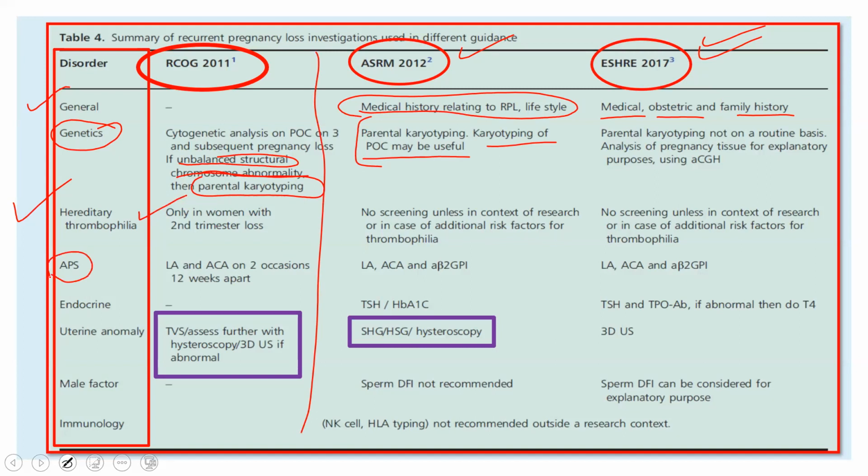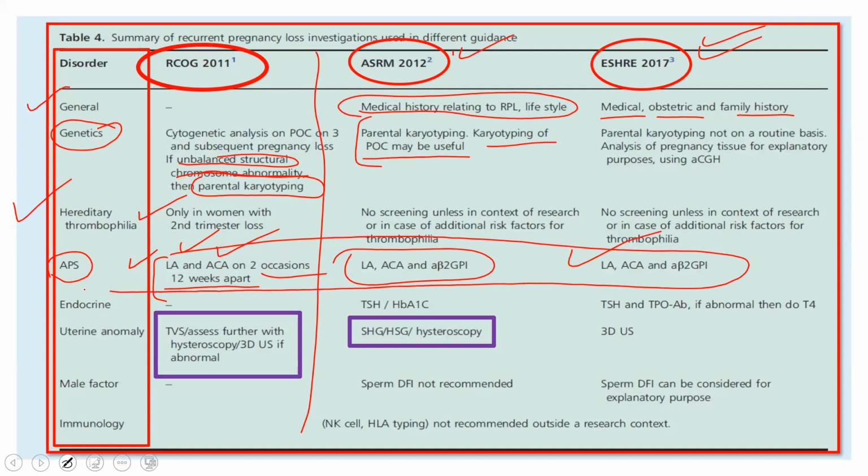Antiphospholipid antibody syndrome. So we have said, yeah, the anticardiolipin antibody and lupus anticoagulant. We have to do them on 2 occasions 12 weeks apart. ASRM also says that yes, you have to do the beta 2 glycoprotein 1 antibody as well. And the European guideline also endorses it because this is a very important risk factor. However, it has been studied in almost all populations all around the globe.